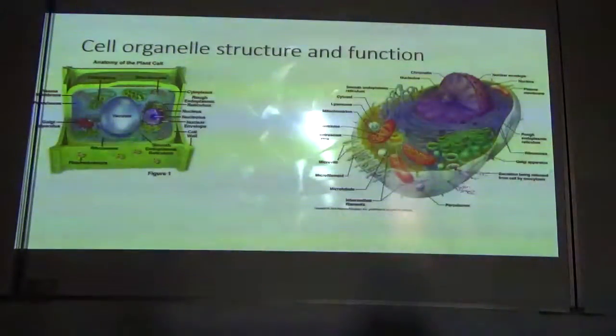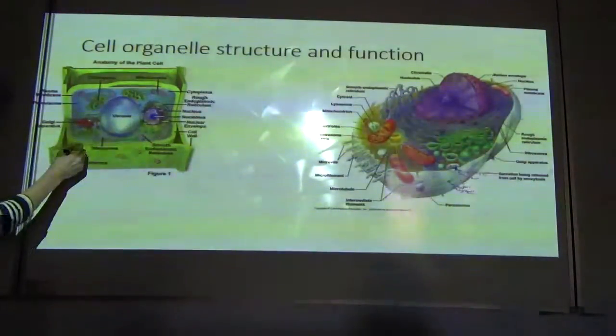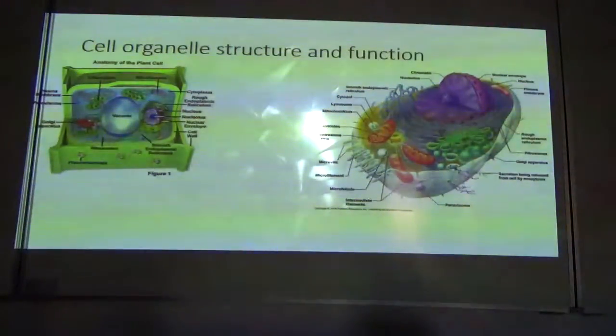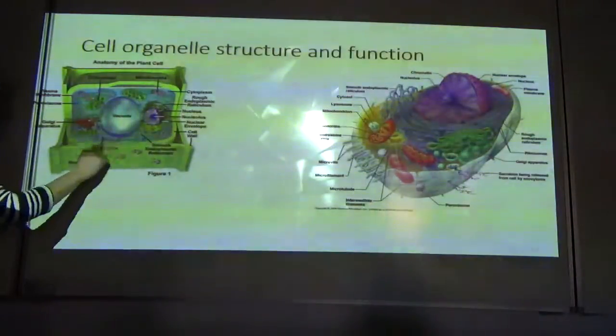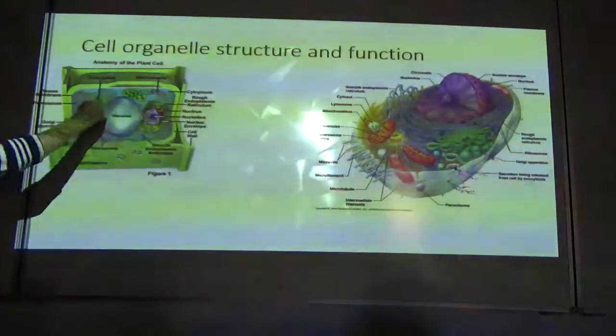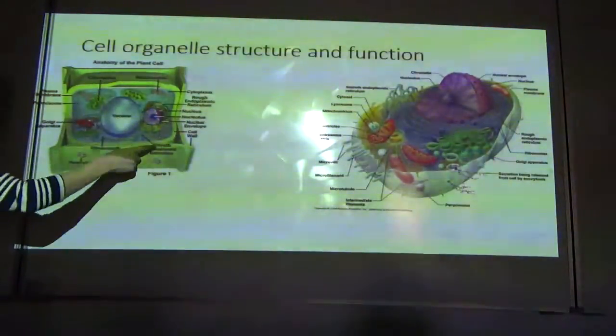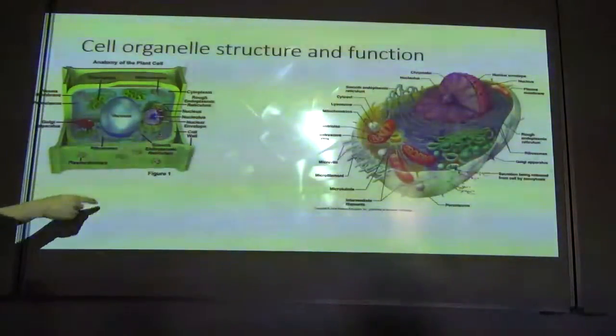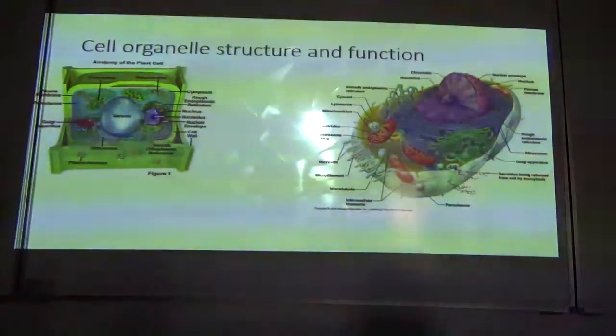So organelle, structure and function. If we start with plant cells, they have a cellulose cell wall that's permeable but tough and strong so that it withstands the pressure exerted. If water enters that cell, it won't burst because of the cellulose cell wall. They have a vacuole to store water and other ions.